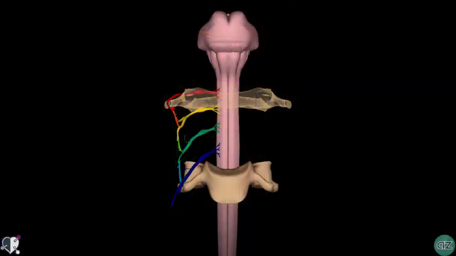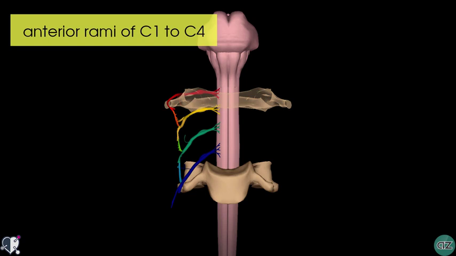The cervical plexus is a network of nerve fibers that supplies innervation to some of the structures in the neck, the head and the trunk. It's located in the posterior triangle of the neck, halfway up the sternocleidomastoid muscle and within the prevertebral layer of the cervical fascia. The cervical plexus is formed by the anterior rami or the ventral rami of the cervical spinal nerves from C1 to C4.